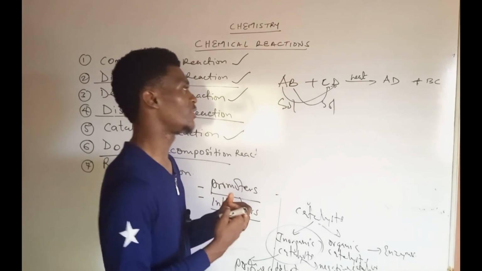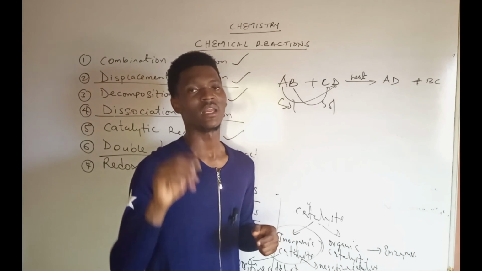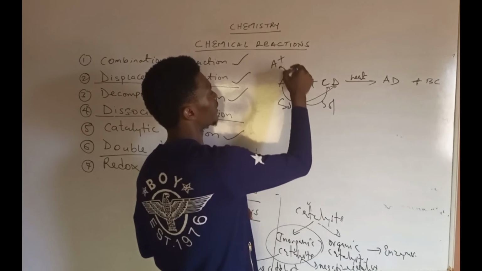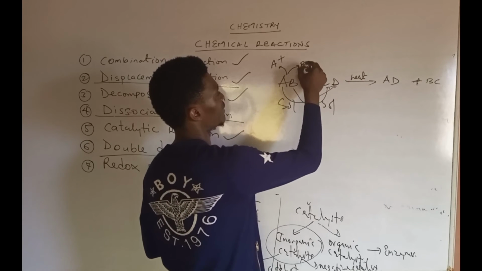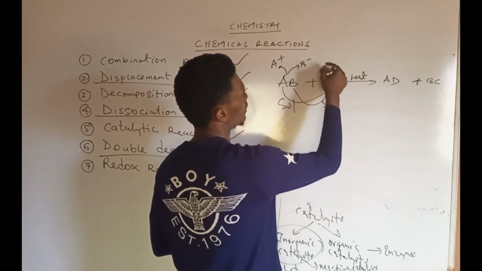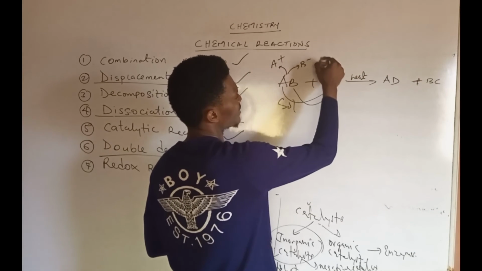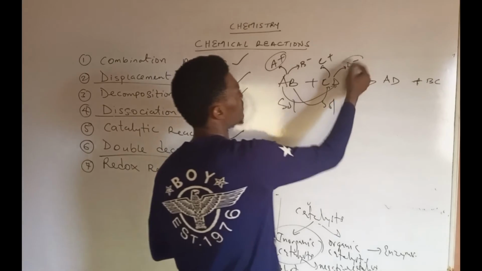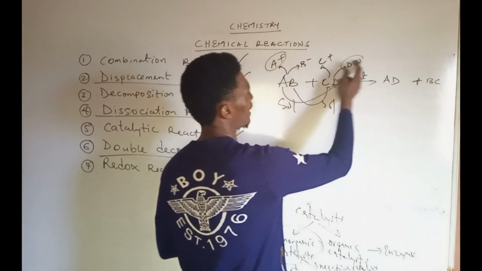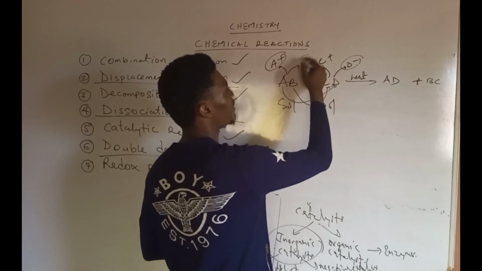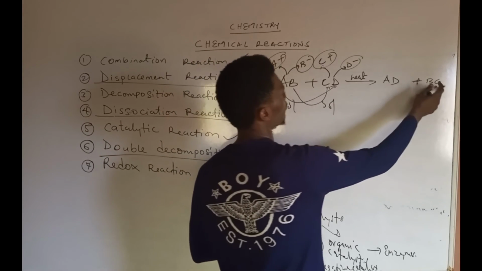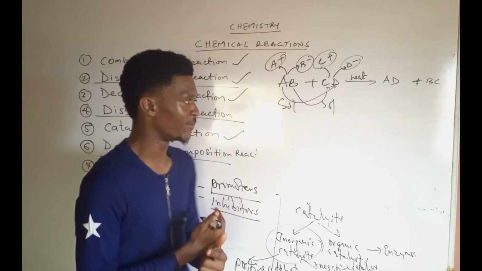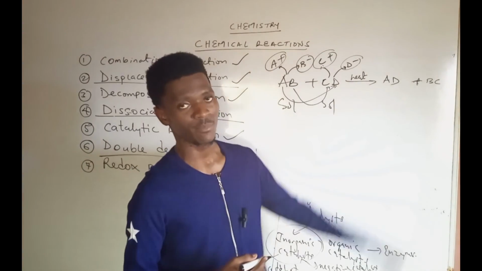And when they exchange their ionic radicals in obedience to electrostatics, when this one splits, it ends up giving you A plus and B minus, while this one gives you C plus and D minus. What do you notice? Now A plus and D minus attract each other to form AD, unlike charges attracting, while B minus and C plus attract each other to form BC. Okay, that's ionic exchange of their radicals, and then it ends up giving you AD and BC.